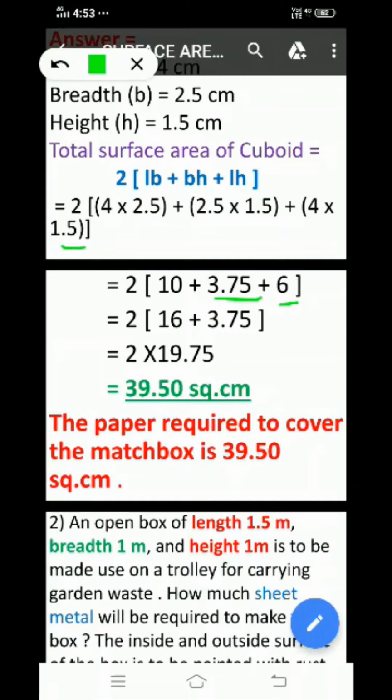When you are doing the addition of the decimal you have to concentrate on giving the decimal point. It is 10 means 10.0, 3.75, plus 6 means 6.0. You have to do the addition like this only, then you will be getting the correct answer. Addition will be 5 as it is, 7 as it is, point, and 6 plus 3 is 9 and 1 you have to write as it is, means your answer will be 19.75. Okay, now do the multiplication.